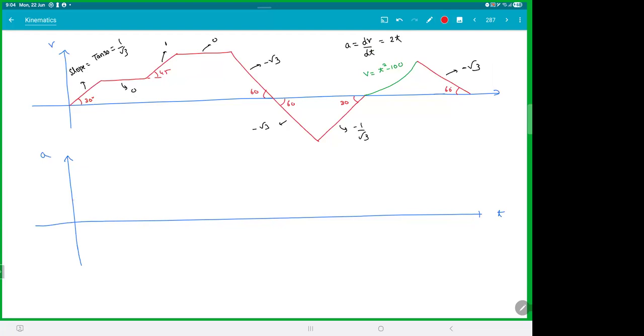We are done. So basically this would be a line, then you would touch 0, then again you will go up, that is 1, so it will be a little higher. So this is 1 by root 3. This would be 1, and then again you'll drop to 0, then again you'll drop to minus root 3, then again you will drop, but this time less negative. Now here the slope has become a is equal to 2t, so it's a line passing through origin.